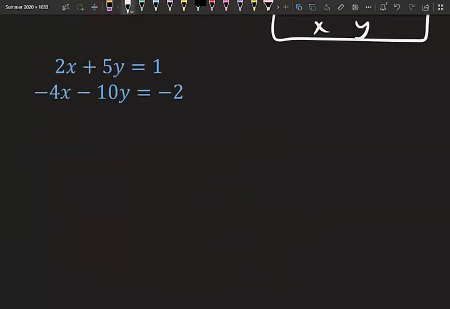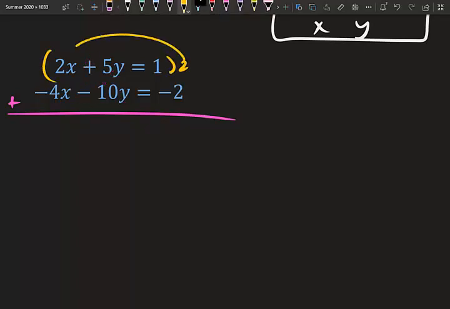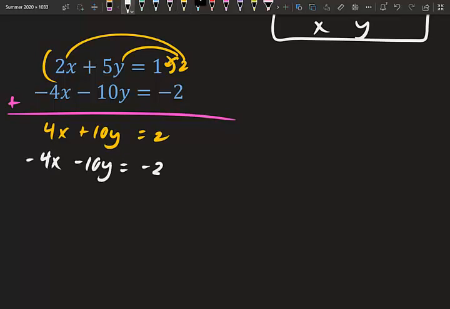Let's look to see if variables have opposite signs, and x and y both have opposite signs. So it's really up to you what you want to get rid of. Let's get rid of y for this one. No particular reason. We did x last time, so let's get rid of y. To get them to have the same variable, opposite signs, and the same number, I need to multiply the top by 2. So I have 4x plus 10y equals 2, and on the bottom, we have negative 4x minus 10y equals negative 2.